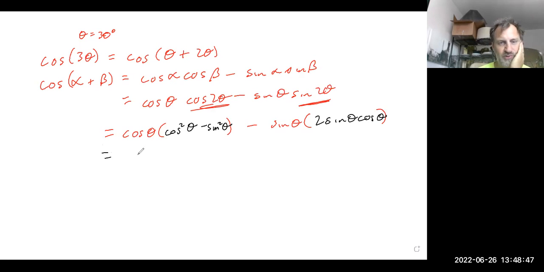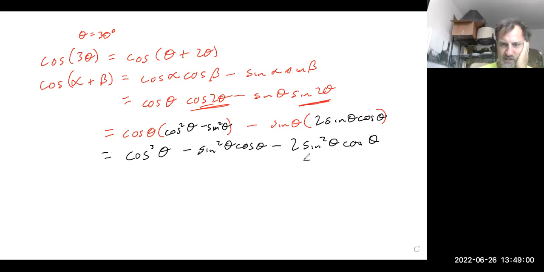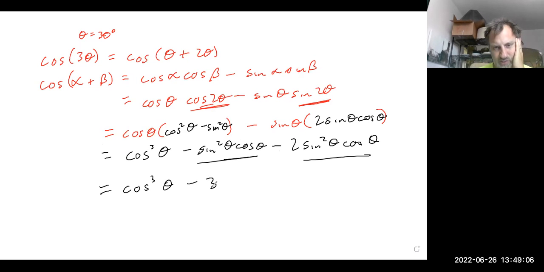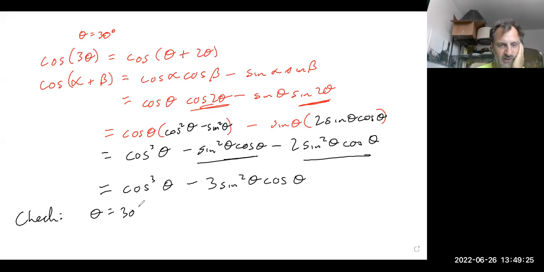And so now I'm going to distribute: cosine cubed theta minus sine squared theta cosine theta minus 2 sine squared theta cosine theta. And this puts together, and we get cosine cubed theta minus 3 sine squared theta cosine theta. So what I was saying is that miraculously, if we stick in 30 degrees, we should be able to get 0, because the cosine of 90 is 0, right? So if theta equals 30 degrees, then cosine of 3 times 30 degrees is 0. And so let's check it out.